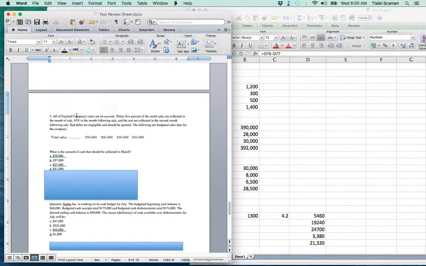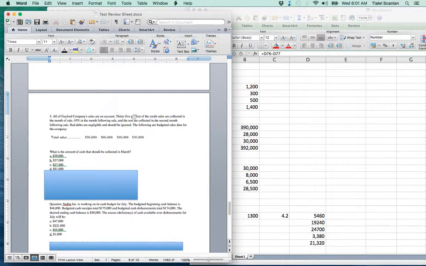So all of Gaylord's company sales are on account. 35% of the credit sales are collected in the month of sale, 45% in the month following the sale, and the rest are collected in the second month following the sale. Bad debts are negligible and should be ignored. So bad debts means there are no bad debts, they're collecting everything that they're selling, so they're negligible, it should be ignored. The following are budgeted sales for the company. So this is the amount of sales. How much cash would you collect in March?